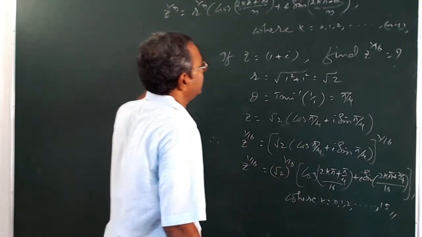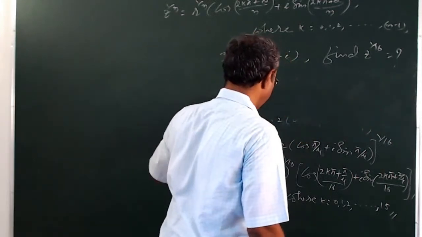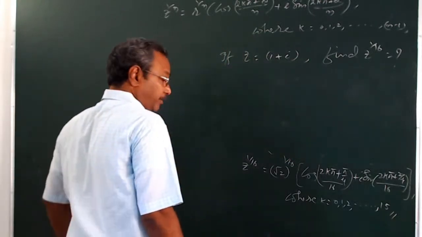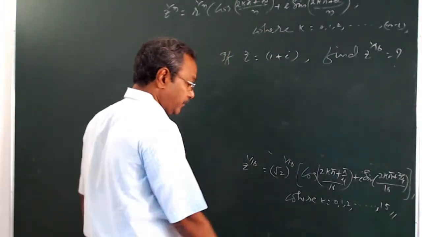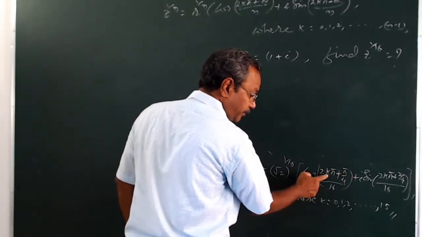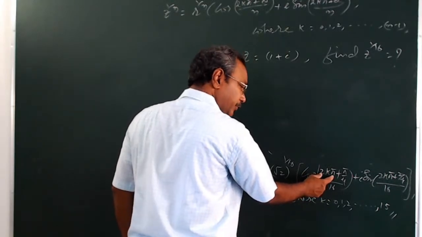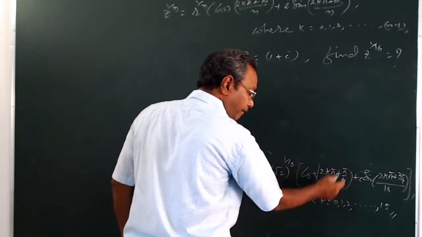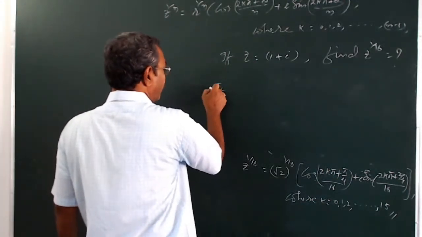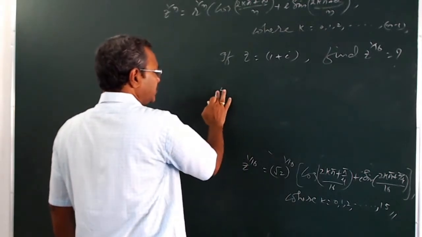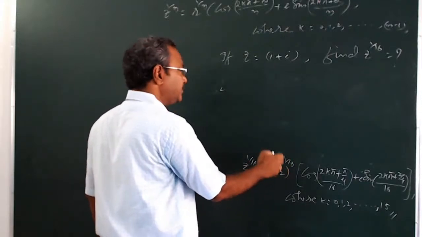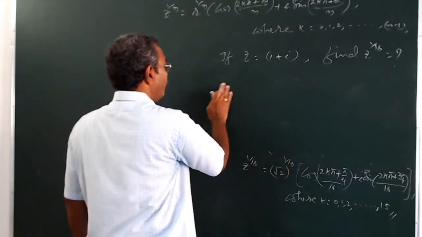So what are those 16 roots? The first of them is for k equal to 0. So what happens to this? For k equal to 0, this becomes 0. So 2 into 0, which is 0, plus pi by 4 by 16. So it has to be root 2 to the power of 1 by 16. By the way, root 2 to the power of 1 by 16 can be written as 2 power half, whole to the power of 1 by 16. So it is 2 to the power of 1 by 32.